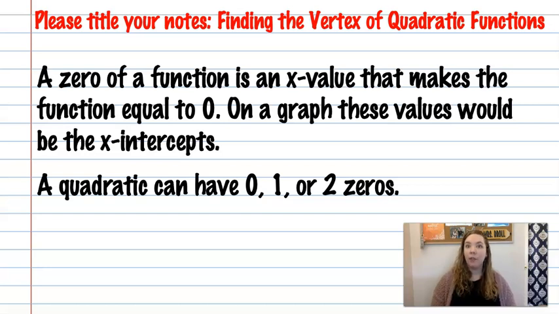Most often it'll have 2, just like you would have 2 roots in a function or 2 binomials in a function. It can have 1 if it was one of our special products where you have a difference of squares or a perfect square trinomial, or it could have 0 if it's not factorable, or has no solutions. So 2 is most common, but it could have 0 or 1 zeros as well.